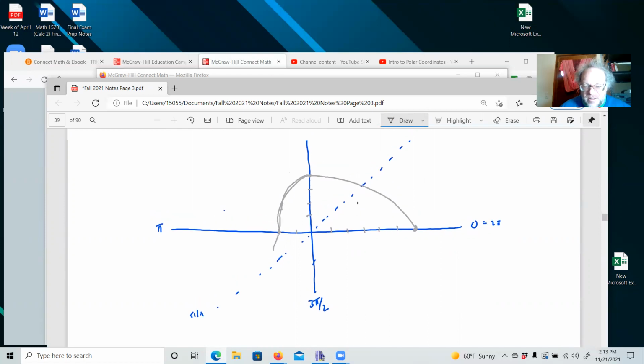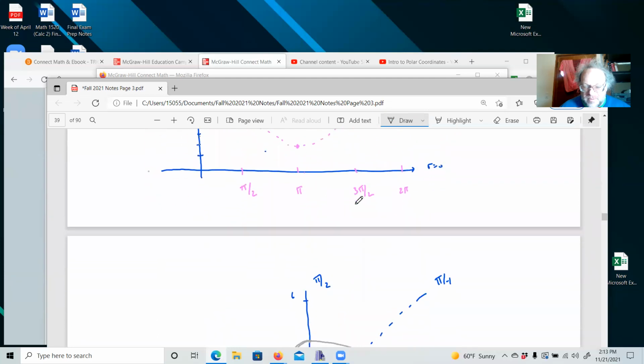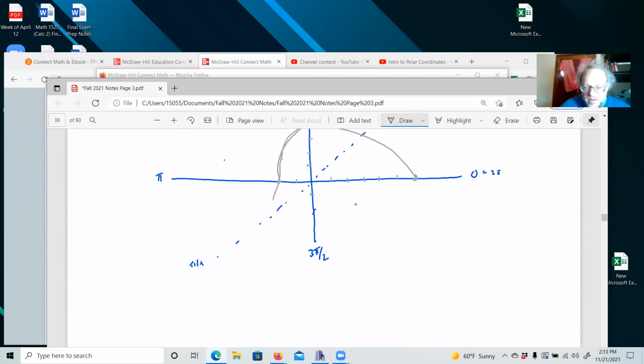What was our value at pi over 2? It goes back up to 4, so let's go with 1, 2, 3, 4.